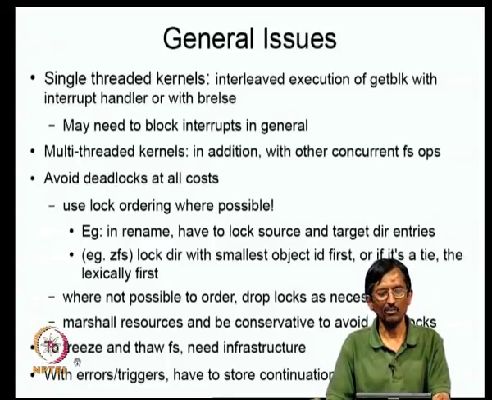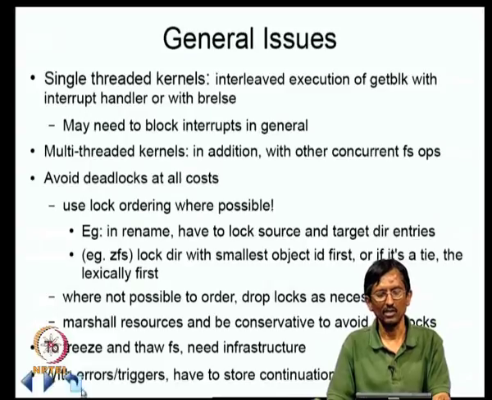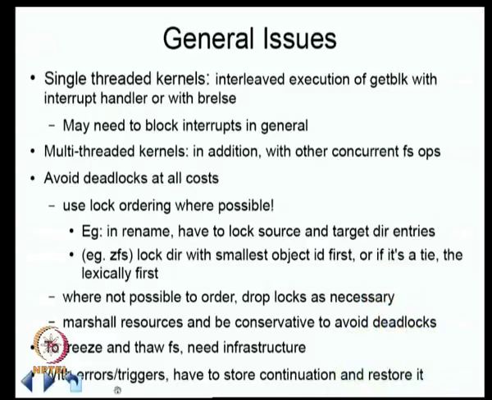As I mentioned earlier, to freeze and thaw file systems, you need some infrastructure to count how you came in, how you are going out. You need to keep that infrastructure. With errors and triggers, anytime there is an error in the kernel or in the file system code, you may have to find a way of coming back. You have to get back to some reasonable condition. So, you basically have to store a continuation. Every time you go to disk, there can be a failure, anytime. So, this is something you have to worry about.